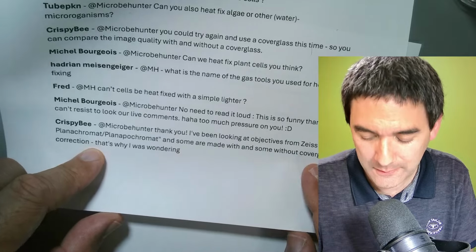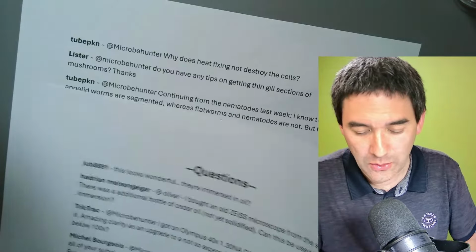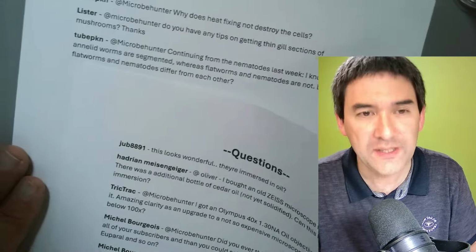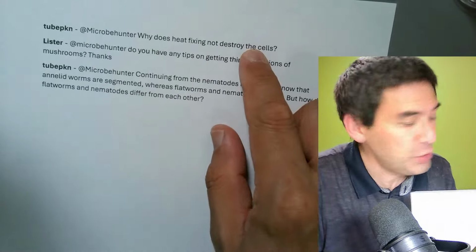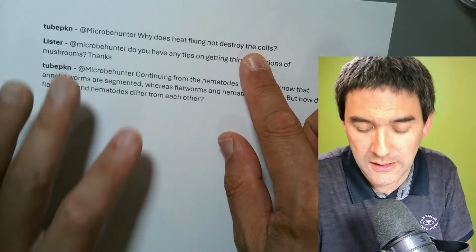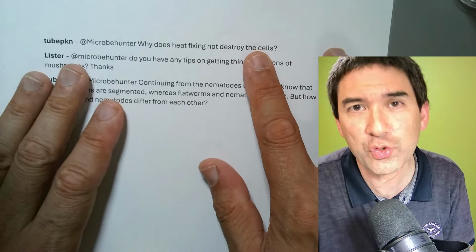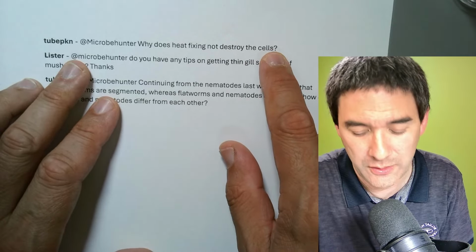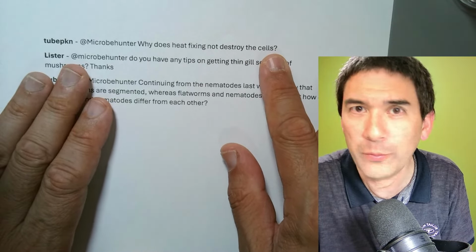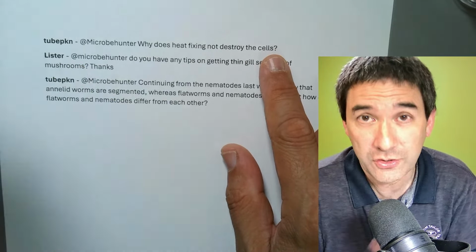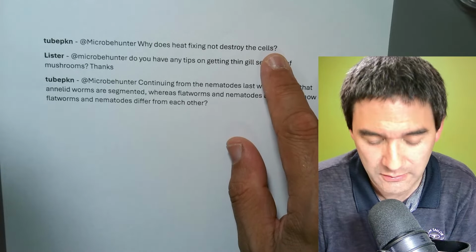So, why does heat fixing not destroy the cells? As I mentioned, it will kill the cells, right? But it should not destroy the structure of the cells too much. If you exert too much heat, you're going to burn them. It's going to start actually turning black and they're broken.